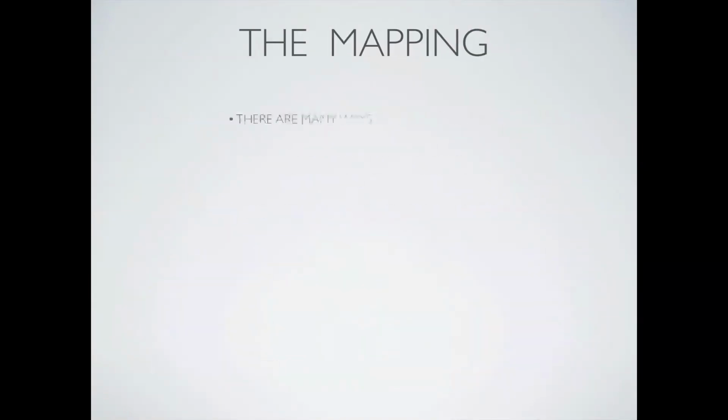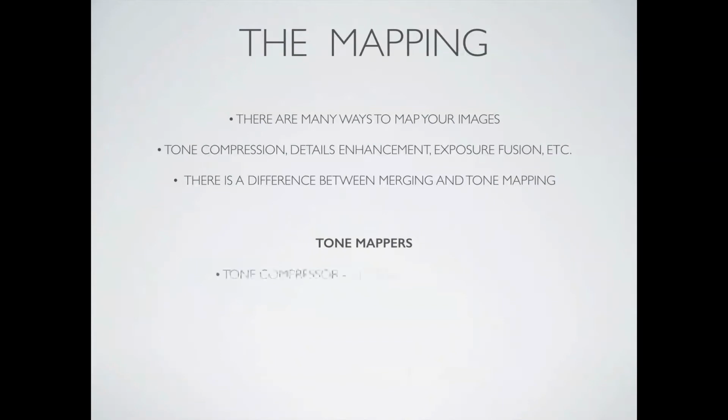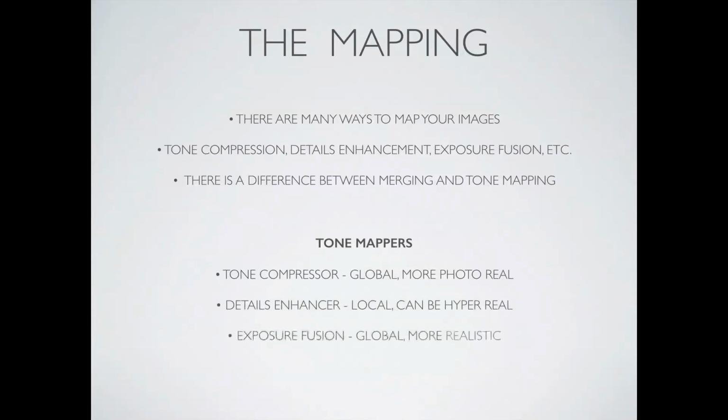The mapping part: there are many ways to map your images: tone compressor, detail enhancer, exposure fusion, etc. There's a difference between merging and tone mapping. Merging the file takes all of your information and turns it into a 32-bit file with tons of information. But the mapping takes that 32-bit file and maps it back to 16 or 8-bit, which our monitors can portray, our printers can print, and our software can deal with. So these are some of the tone mappers that are available to us in programs like Photomatix.